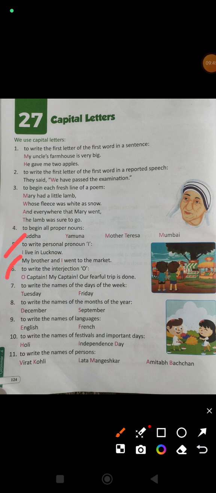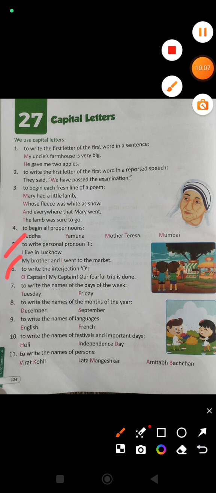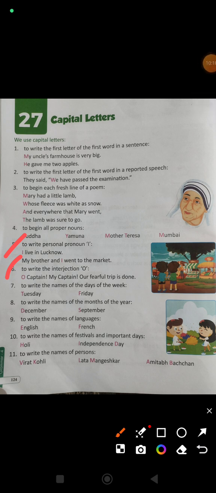Next, rule number 6. To write the interjection O. So now the next rule is to write the interjection O. Now firstly tell me what an interjection is. An interjection is a word or phrase that is grammatically independent from the words around it, and mainly expresses, now beta pay attention, mainly expresses feeling rather than meaning.